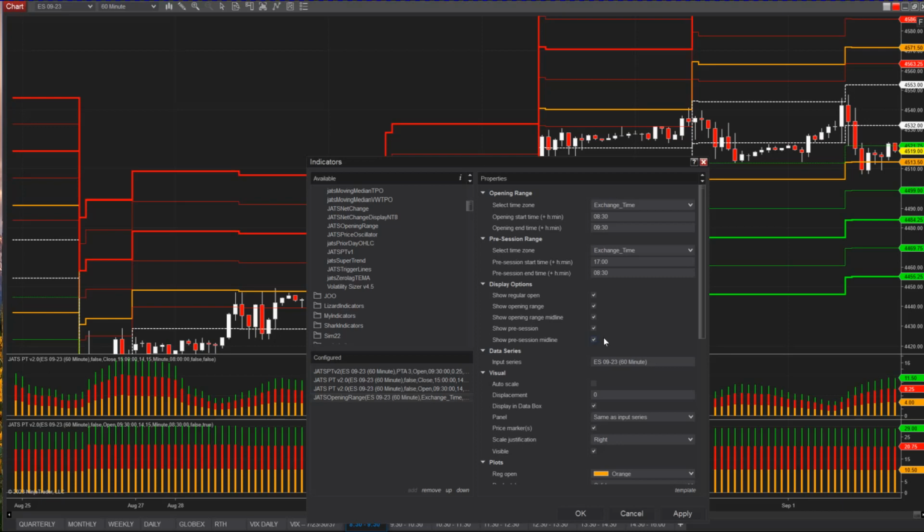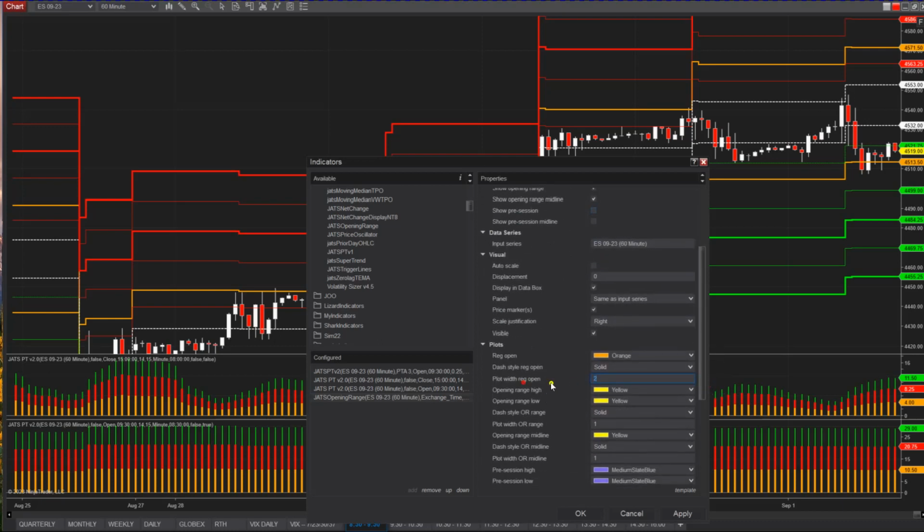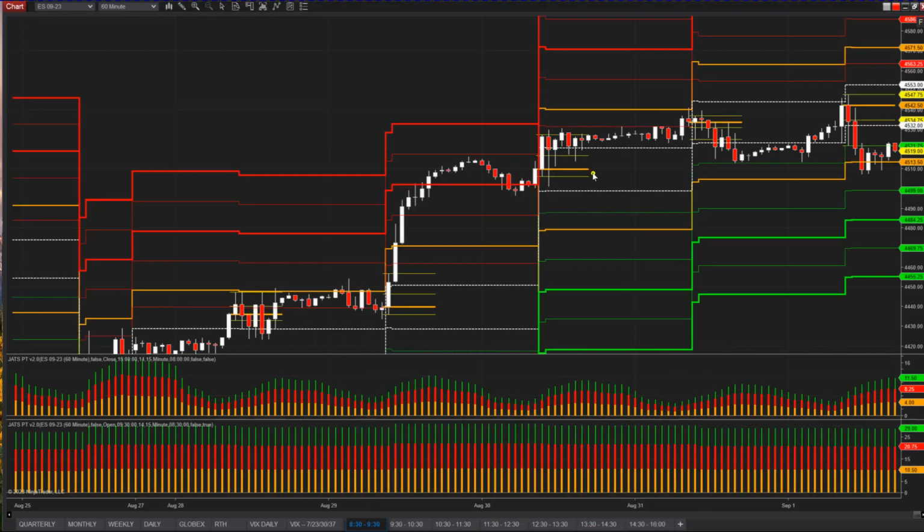I'm not going to show pre-market, so I'm going to take these off. But I do want to show the regular open, the opening range, and the midline. I'm going to make this thick and put it at 4. So that'll be orange. So there's your RTH open.